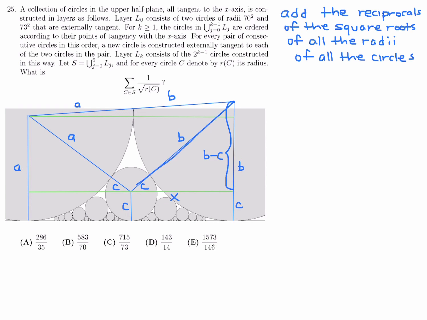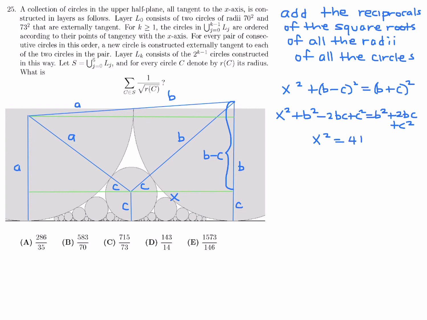Okay, so let's use this triangle Pythagorean relationship. So we've got X squared plus (B minus C) squared is equal to (B plus C) squared, which is the hypotenuse of that triangle. So this leads to X squared plus B squared minus 2BC plus C squared is equal to B squared plus 2BC plus C squared. So a lot cancels, and in the end we're left with just 4BC is equal to X squared. So that means X is equal to 2 root BC. So I can put that in here, 2 root BC.